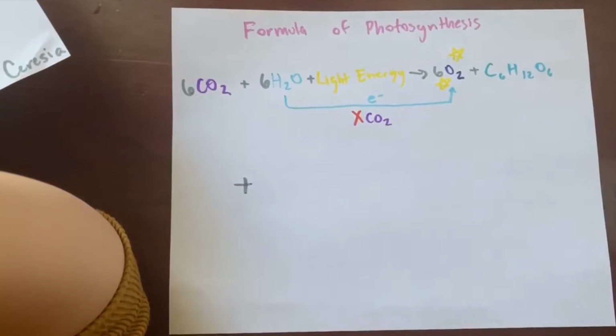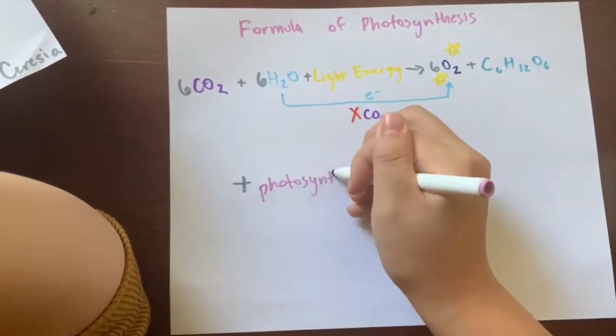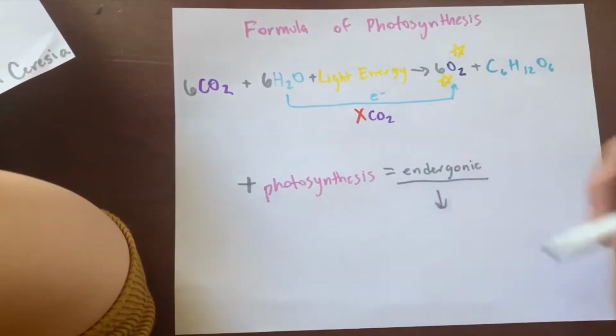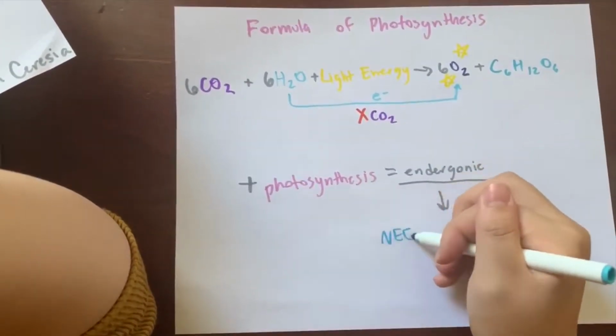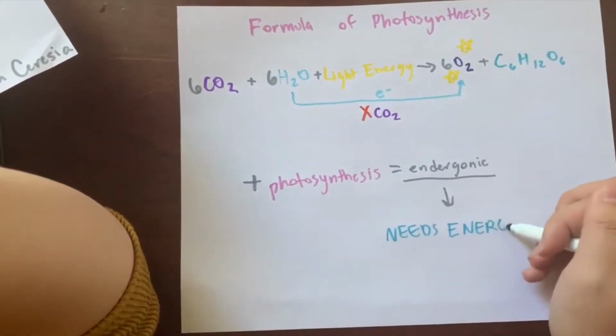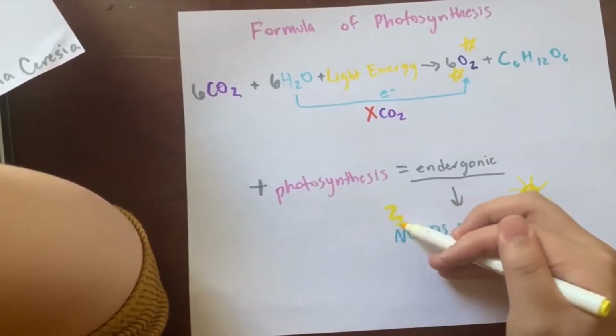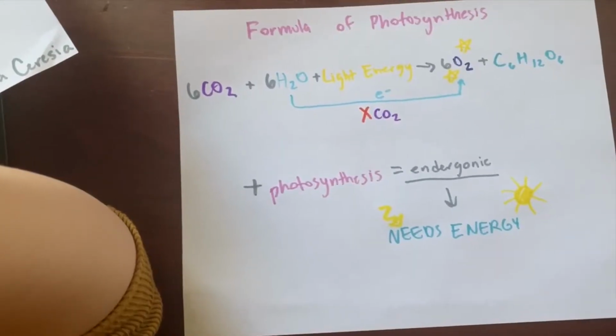Additionally, photosynthesis is an endergonic reaction, which means that it requires energy. Electrons increase in potential energy as they move from water to sugar. Therefore, this process needs energy, which it gets from light. Next, we will talk with an electron worker about their role in photosynthesis.